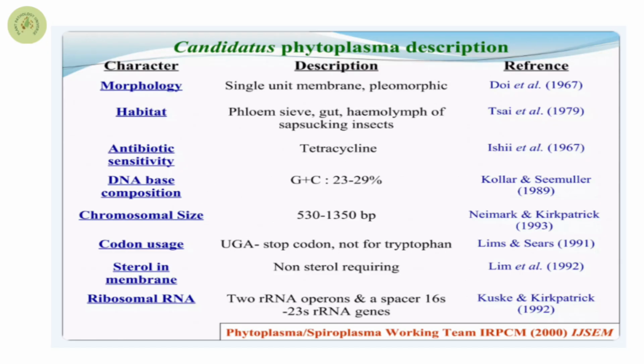Next is sterol in the membrane. Most of the bacteria will have sterols in their membranes, like cholesterol and other esters, but since they do not have any kind of that definite membrane, they do not have any kind of sterol, right? And ribosomal RNA, obviously they will have the ribosomal RNA, having the 16S and 23S as the two components of RNA, right? So these are the important characters that you can keep in your mind regarding the description of any Candidatus phytoplasma genera.